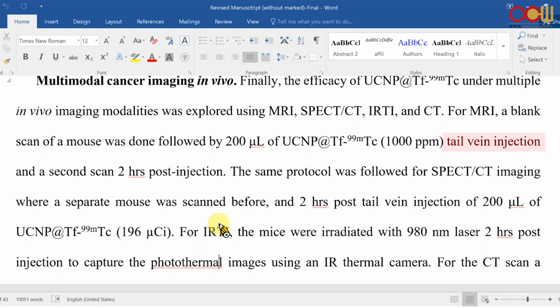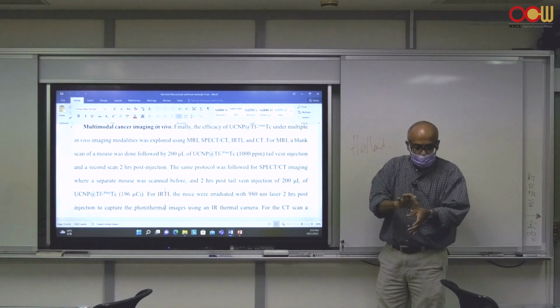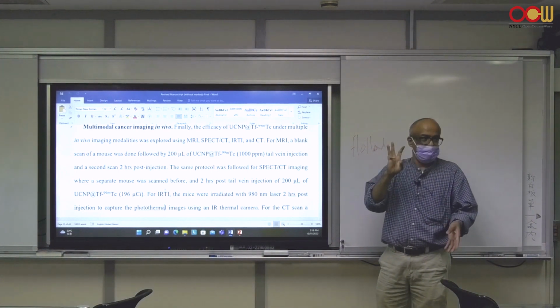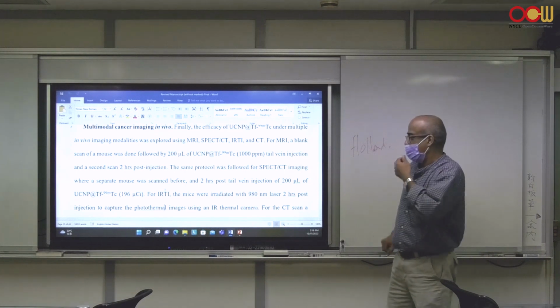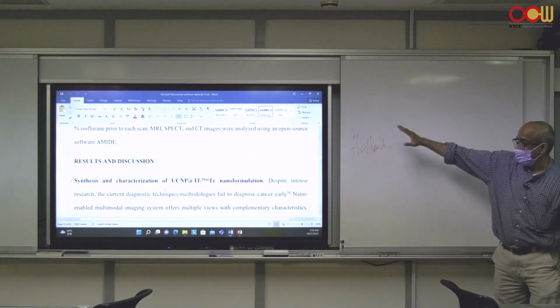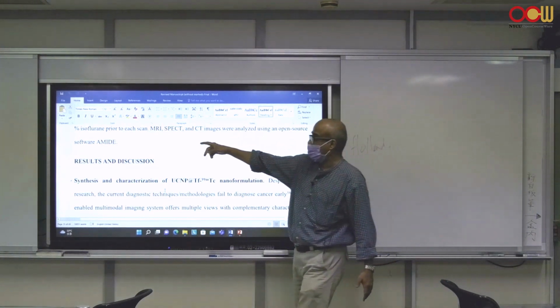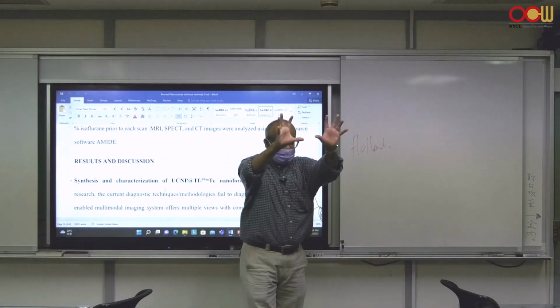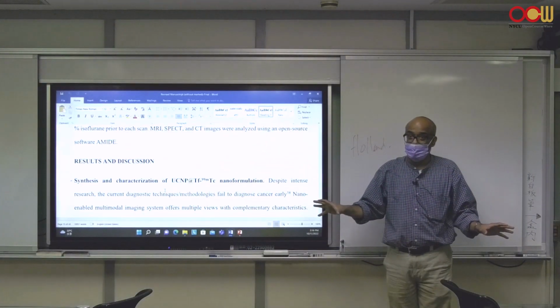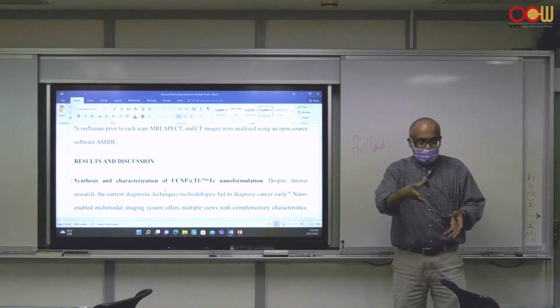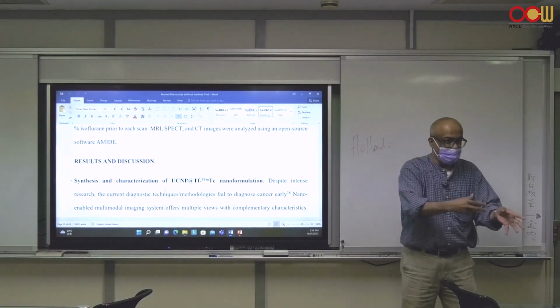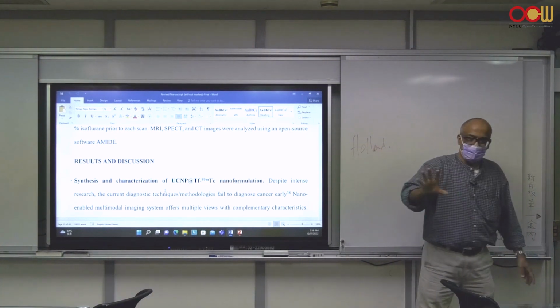Tail vein injection, intratumoral injection, or subcutaneous injection. Three kinds of injections are there. You have to know that. So with that detail, and if you are using any kind of software, you have to also write that. The images that you get, sometimes the MRI images, you cannot work with PowerPoint. They need particular software. So AMIDE or some other, there are particular softwares to handle.